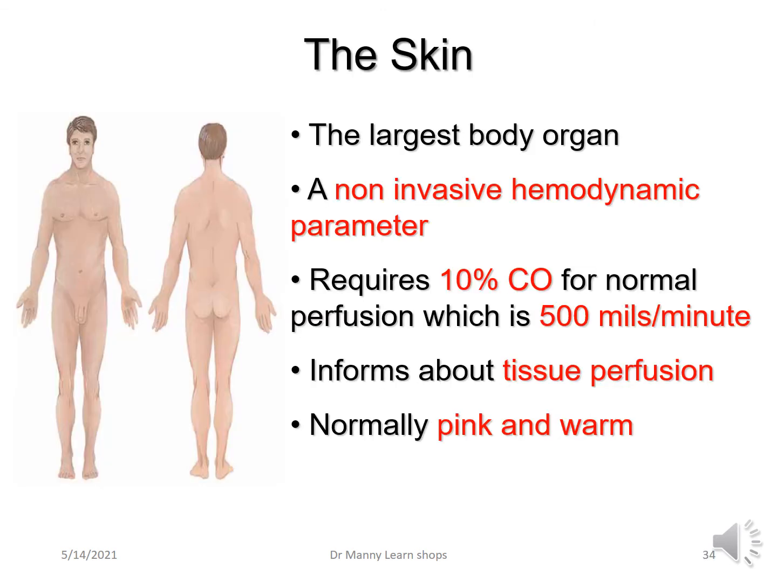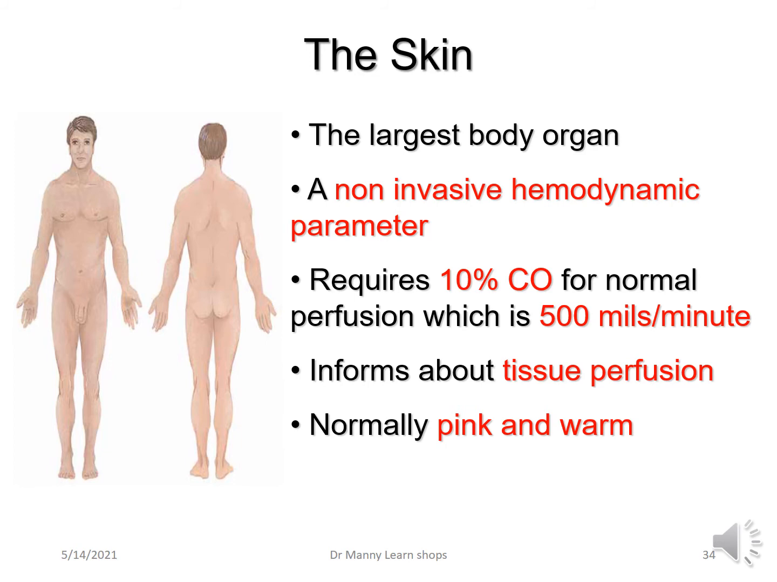So, remember, the skin is the largest body organ. It's a non-invasive hemodynamic parameter from my perspective, because the skin requires 10% of cardiac output for normal perfusion, which is about 500 mils per minute. So therefore, if anything happens to cardiac output, the skin as a non-vital organ will be affected immediately. And it informs you about tissue perfusion.